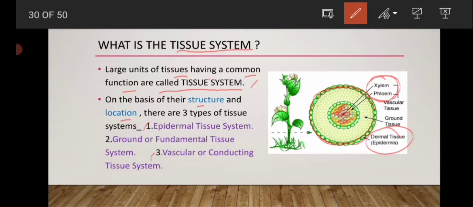Okay, now the second one is ground tissue system. Ground tissue system is all that remaining part between the vascular tissue system and epidermal tissue system. So this remaining part is ground tissue system. Okay, now we have to read about them one by one.